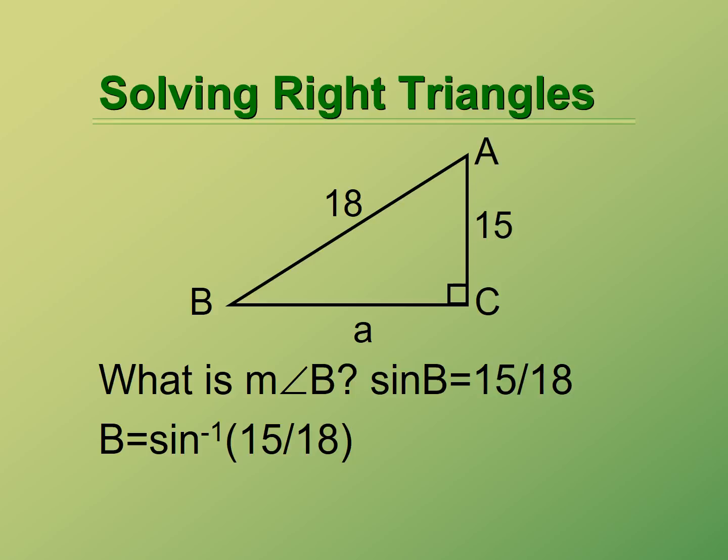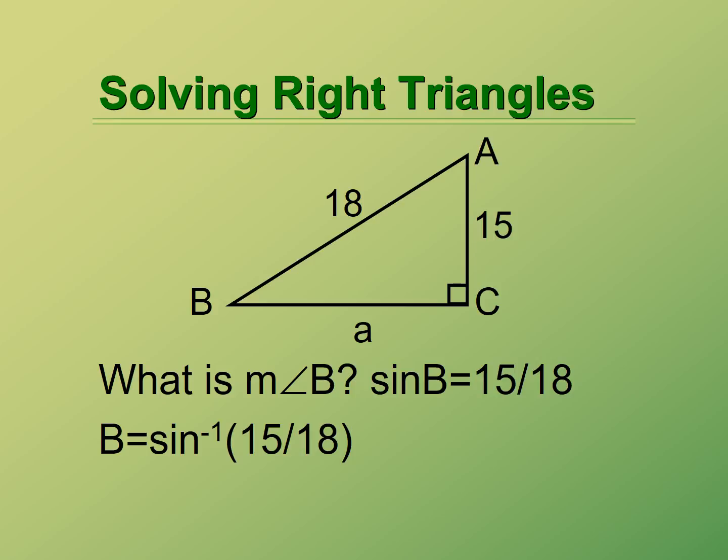First, let's find the measure of angle B. What we are given is the side opposite of B and the hypotenuse, which is going to be the sine ratio. So sine of B is equal to 15 over 18. We're trying to solve for angle B, but we have this operation of sine. Now this is not sine times B. Sine is an operation. It's sine of B.